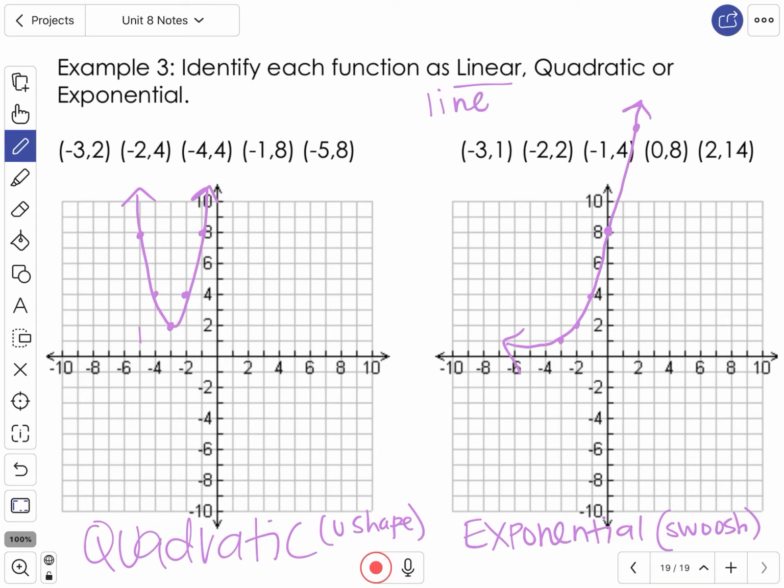Okay, so always look at the shape that the graph is making when you are just given points.